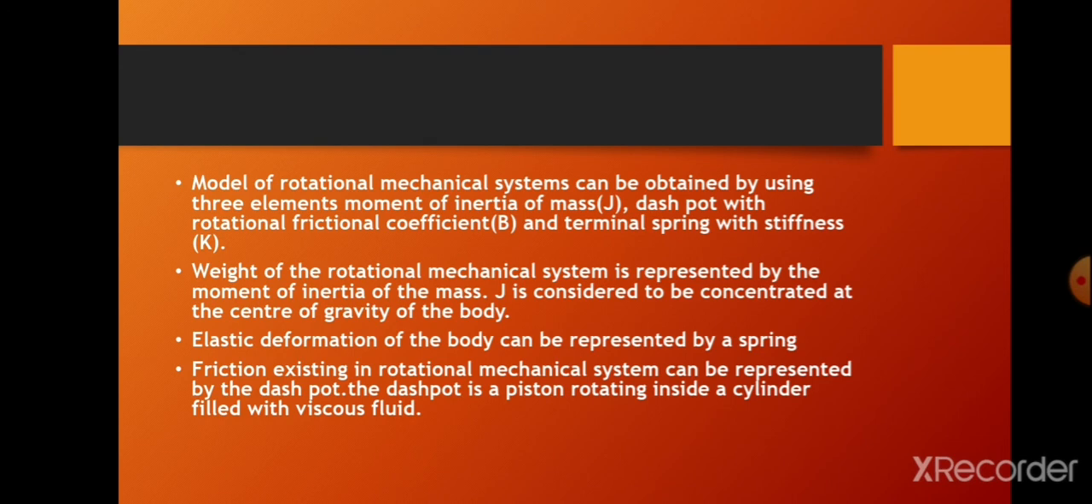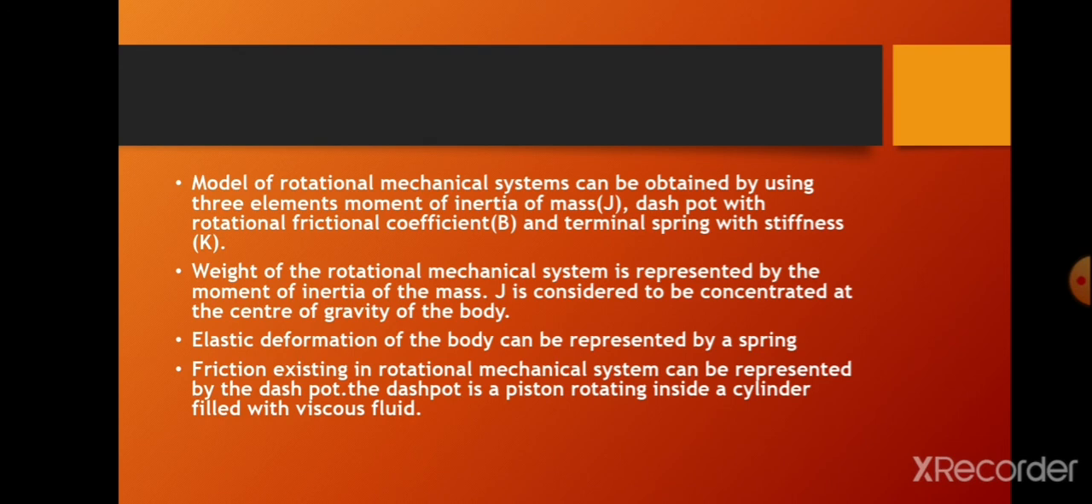Okay. In the mechanical translation system, we are using the mass M and dashpot B and spring constant K. Okay. In mechanical rotational system, instead of mass, we are using moment of inertia, that is represented by the letter J, and a dashpot we are representing it with the same letter B, and torsional spring with K. Okay. And the weight of the rotational mechanical system is represented by the moment of inertia of the mass.